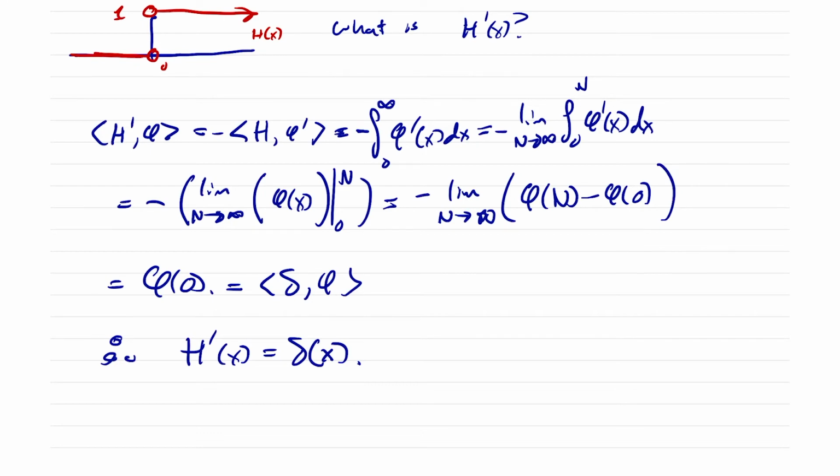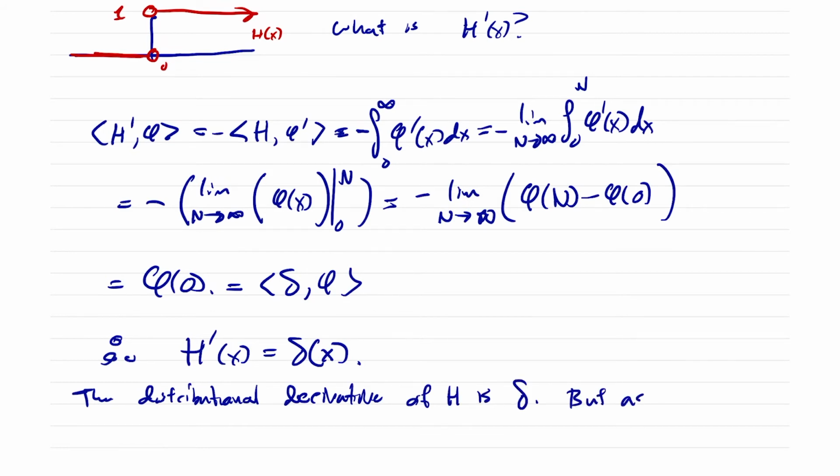we can say that this tempered distribution, the distributional derivative of h, is the delta function. But as delta is not regular, h is not weakly differentiable.